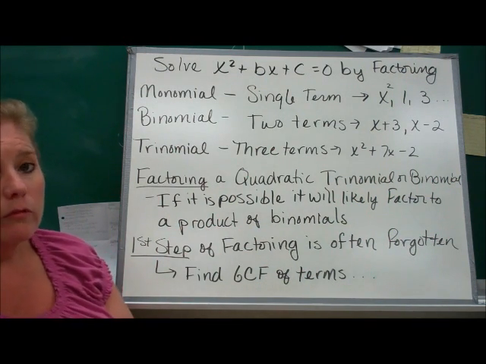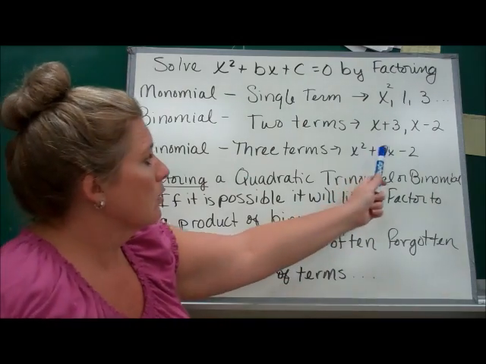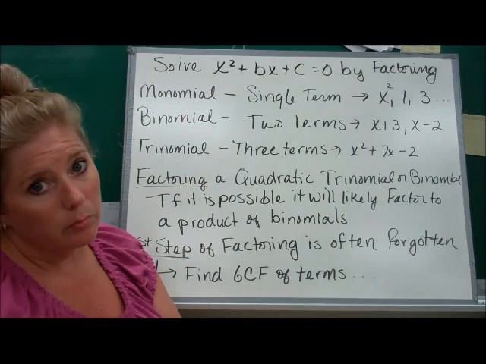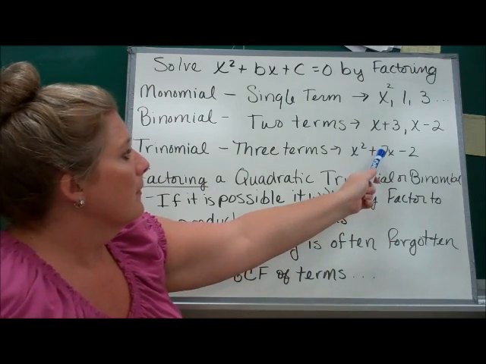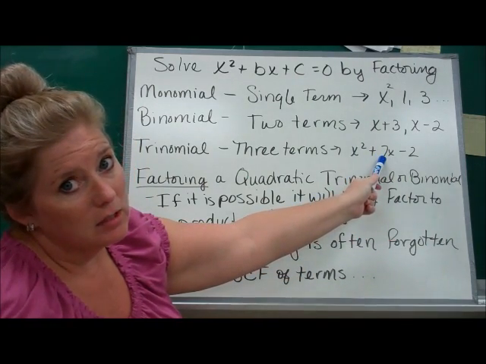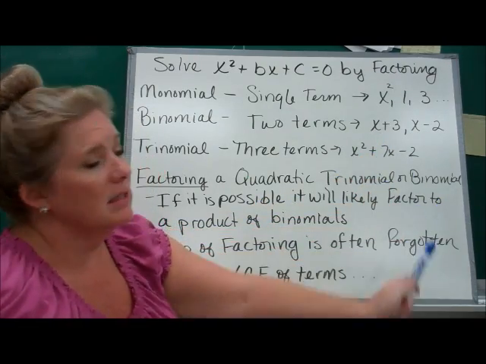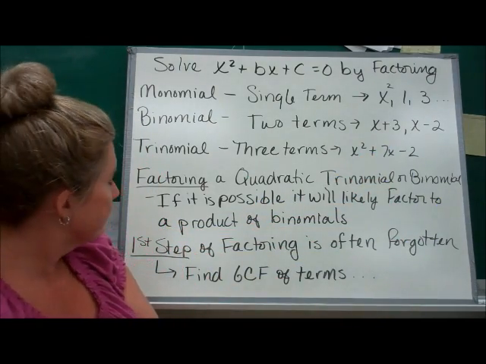The main thing that people forget about all the time is that terms are separated by addition and subtraction. Factors are separated by multiplication. So this 7 is not considered its own term because it's being multiplied by the x. But 7x is considered a term.